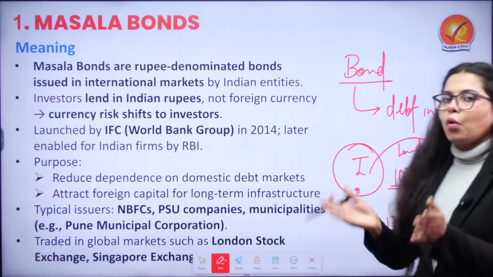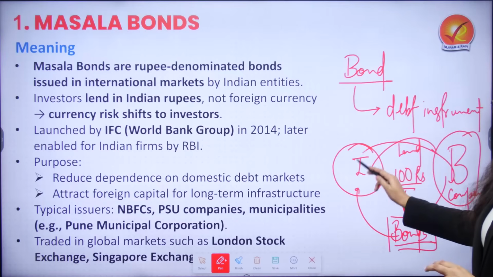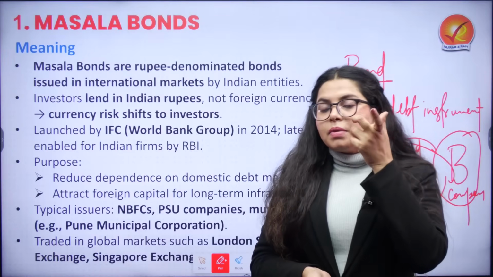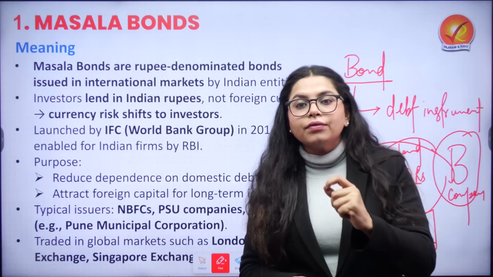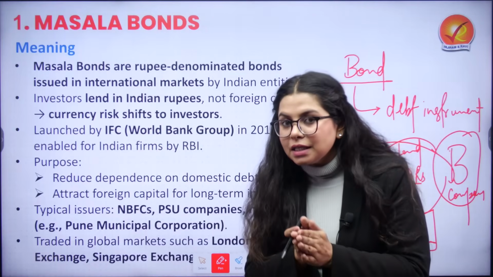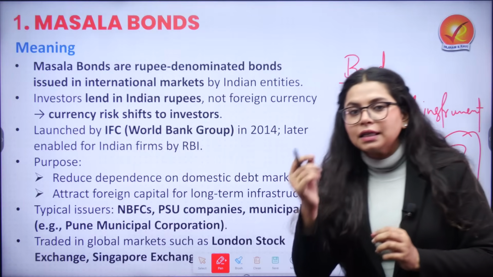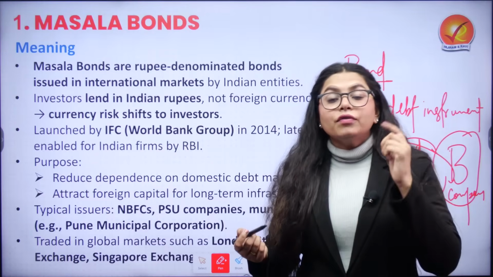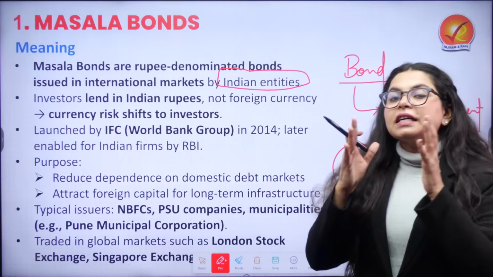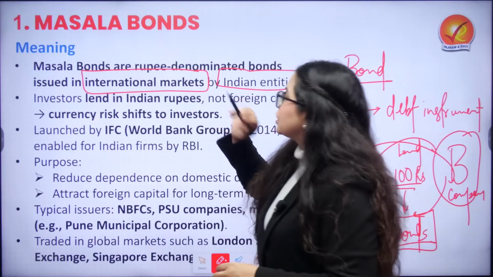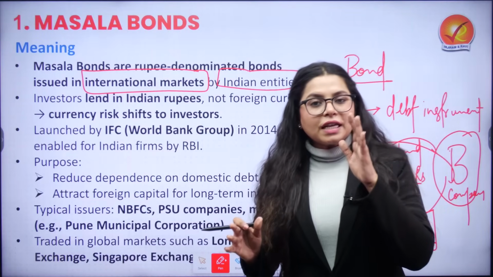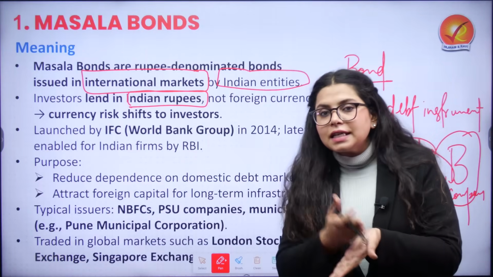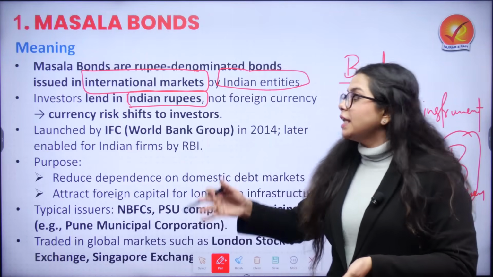After that time, this bond is compensated for. That means the investor will get this money back with the interest after the time has been completed. Now when we are talking about Masala bonds, these are the bonds that signify that they are rupee denominated. That means investor will be giving the money in the currency of Indian rupee. Now why do we need Indian rupee denominated bonds? We need Indian rupee denominated bonds when the companies want to raise money from the international market but in rupee. So the investor will be lending in Indian rupees, not in foreign currencies, and that is why the risk which is associated with the exchange rate will be eliminated.